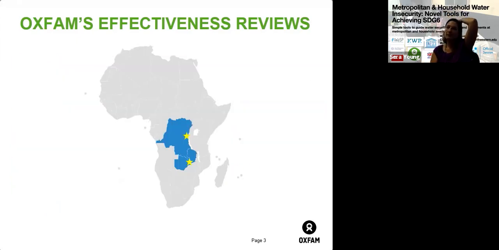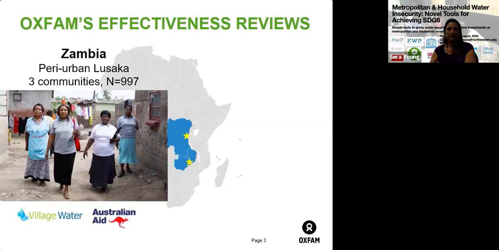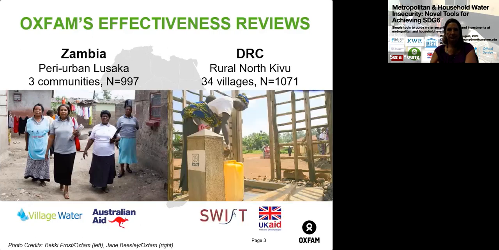The two effectiveness reviews I'll be focusing on today were carried out in 2018 and 2019 in Zambia and DRC. In Zambia, we were evaluating an urban wash program, and in DRC, we were evaluating a sustainable wash in fragile contexts program. In both cases, we carried out around 1,000 household interviews and spoke with approximately half men and half women.